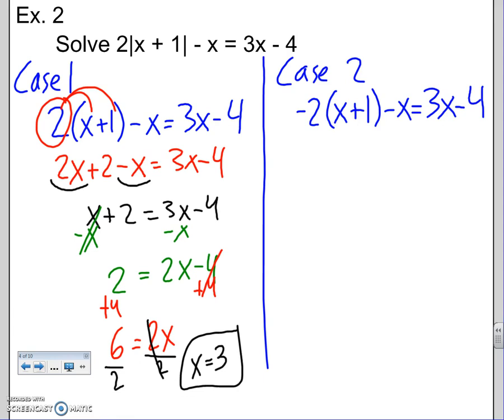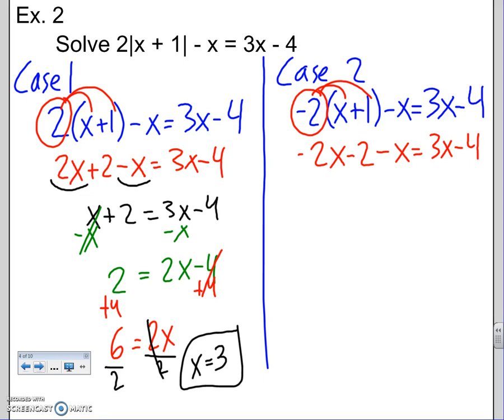There's 1. Other side, let's try it. I'm going to distribute first. Remember, this is negative 2. Distribute. Negative 2 times x is negative 2x. Negative 2 times 1 is negative 2. This is still minus x. This is still 3x minus 4.